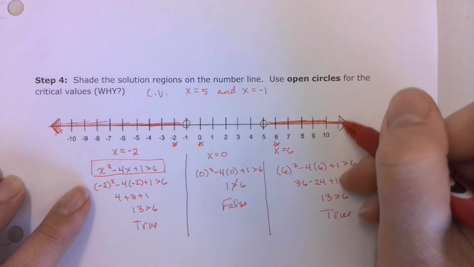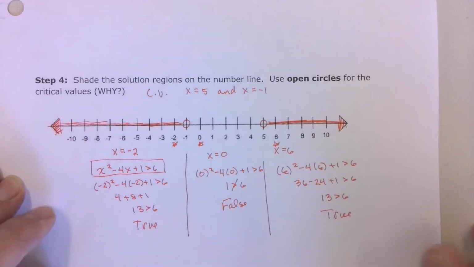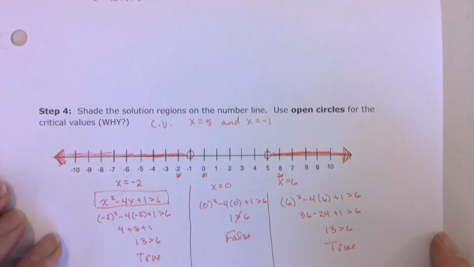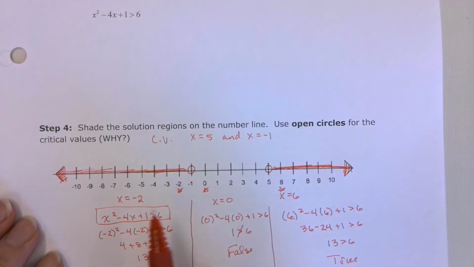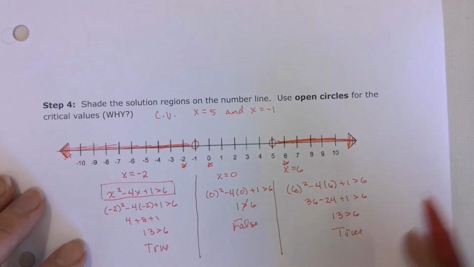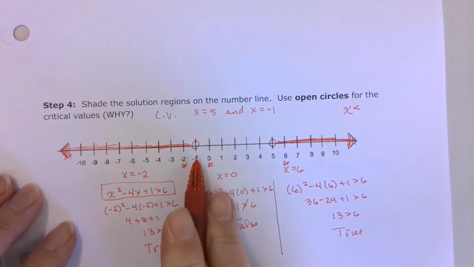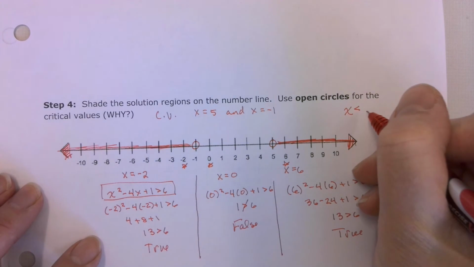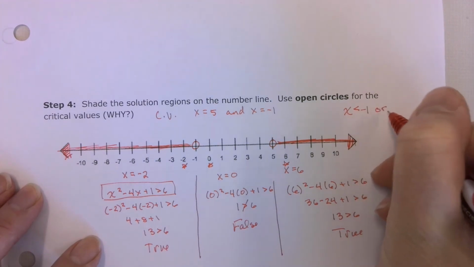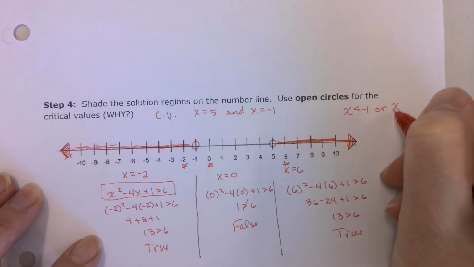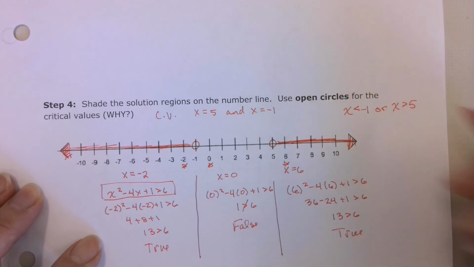Now, we don't want to walk away at this point in the problem, because all we've done is found the critical values, and we found our graph. Our final answer should come as an inequality, stating that x is less than, open circle, x is less than negative 1, or, the statement needs to be or, x is greater than 5.